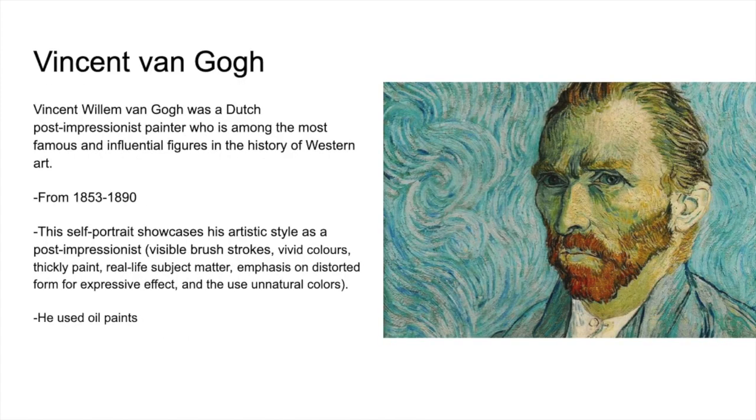Vincent van Gogh. Van Gogh was a Dutch post-impressionist painter who is among the most famous and influential figures in the history of Western art. He was alive from 1853 to 1890. This self-portrait showcases his artistic style as a post-impressionist, so the visible brushstrokes, the vivid colors, thick paint, real-life subject matter, emphasis on distorted form for expressive effect, and the use of unnatural colors. You can see all of that in his self-portrait here. And he used oil paints for this as well. So both of these were created with oil paints, but they are so different because of the artist's personal style.